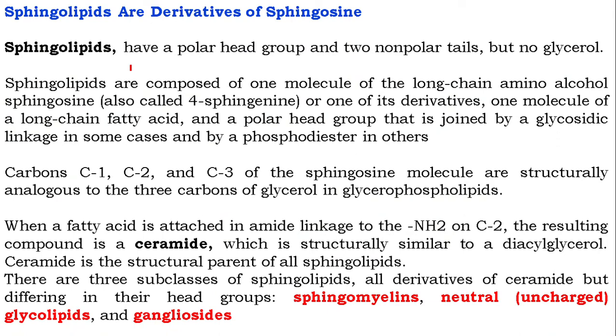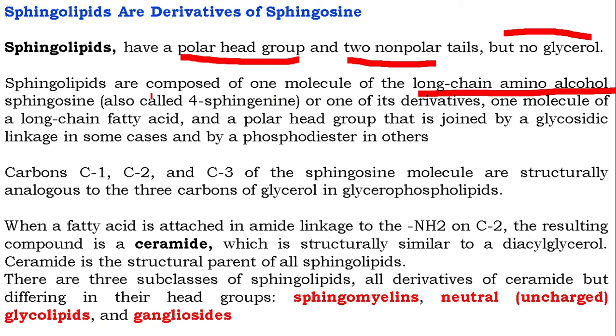Sphingolipids. These sphingolipids have sphingosine in them and not glycerol. A polar head group is there, two non-polar tails are there, but no glycerol. So they are composed of one molecule of long chain amino alcohol, and that long chain amino alcohol is called sphingosine.